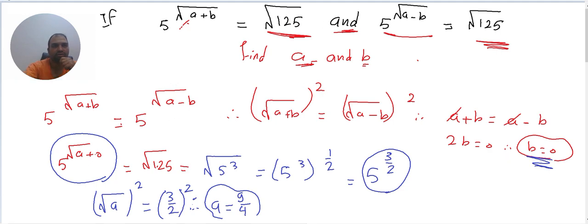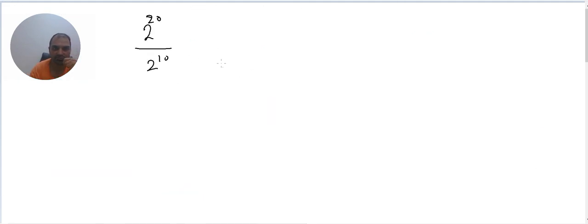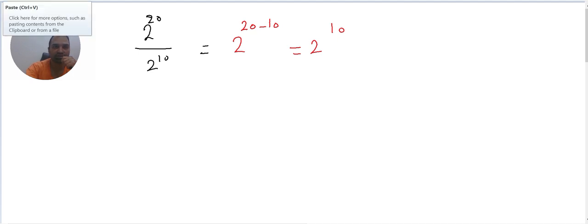Next question. We can find the answer here because the two bases are equivalent, by the rule: if we have two equal bases and we want to divide, the result will be the difference in the powers. We need to subtract 10. The result will be 2 power 10. It's the rule. If you divide two numbers with the same base, you find the difference between the two powers: 20 minus 10 equals 10. The answer is 2 power 10.